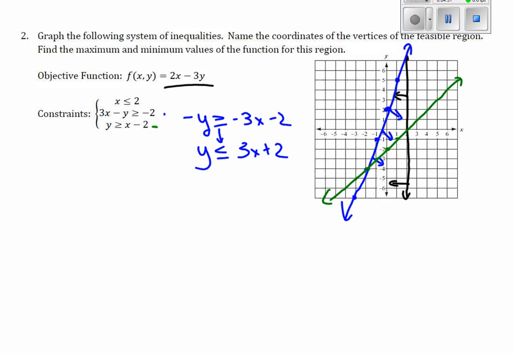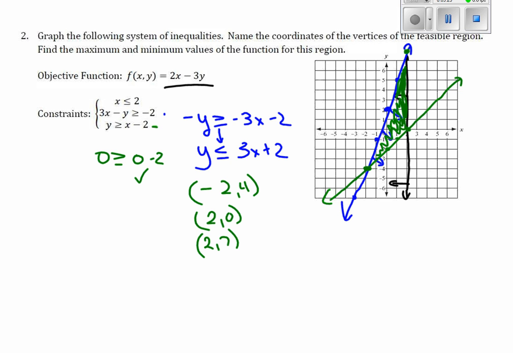Now the question becomes, am I shading down or am I shading in the middle? Well, at (0, 0): is 0 greater than or equal to 0 minus 2? Yes. So my feasible region is going to be right here. My points are going to be right here. That's going to be (-2, 4). I'm going to have one more here, at (2, 0). I'm going to have one up here, which is actually going to be at (2, 7). Or, I'm sorry, that's going to be (2, 8).